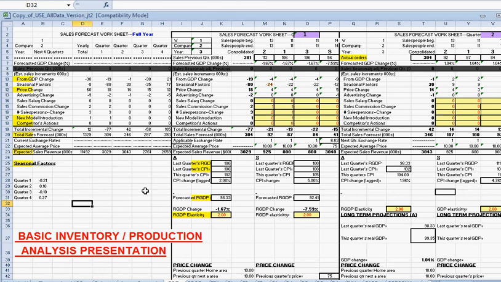Hello, Dave Boucher here. What I'm going to show today is a basic inventory production analysis presentation based off of a company we're doing venture work for.